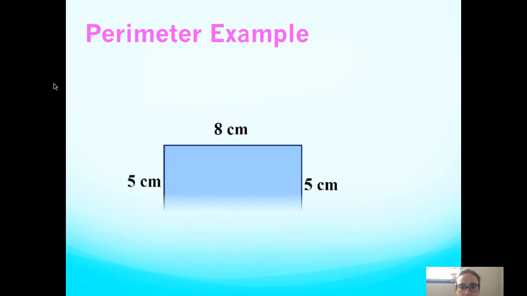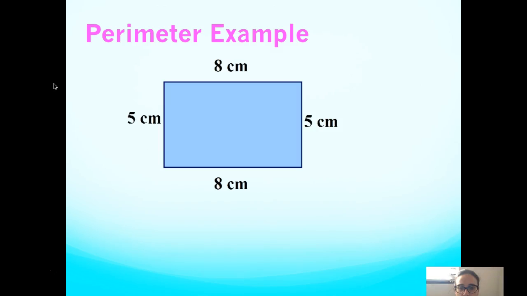The first example. Here we have a rectangle. The length of this rectangle is 8 centimeters and the width is 5 centimeters. To find perimeter, we need to add up the lengths and the widths together. So 8 centimeters plus 8 centimeters plus 5 centimeters plus 5 centimeters. When you add those numbers together, you get 26 centimeters. Very important that you don't forget to add the unit.